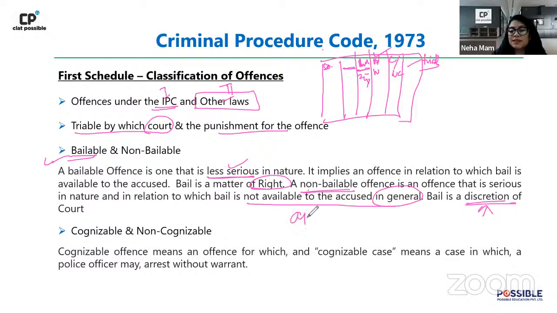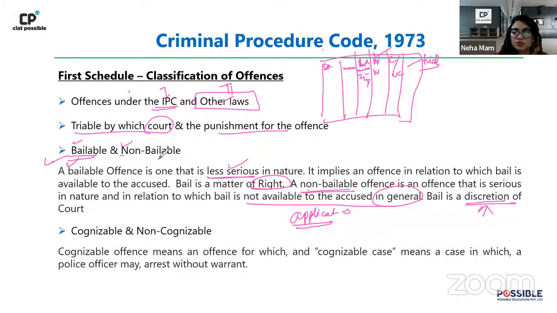तभी जब आप बोलते हो ना आप बेल एप्लीकेशन फाइल कर रहे हो कि कोर्ट में बेल एप्लीकेशन लगी है, तो वो कौन से वाले ऑफेंसेस के लिए होगी? When you're filing an application to get bail, would it be for a bailable offense or a non-bailable offense? Tell me, कौन सा होगा फिर? Which one would it be? Then it is going to be a non-bailable offense, right?